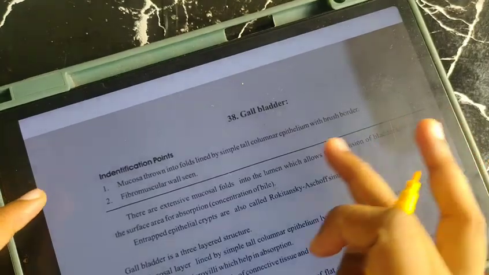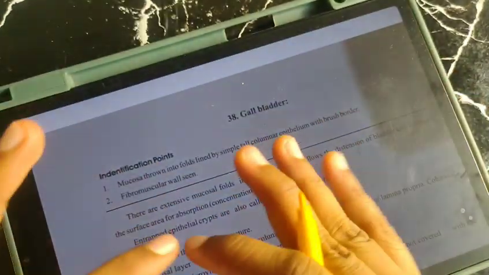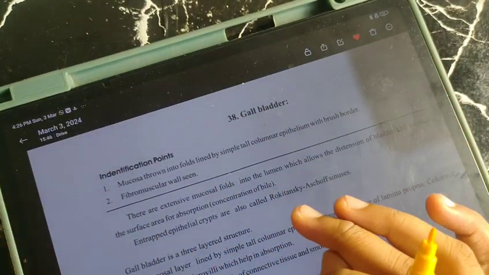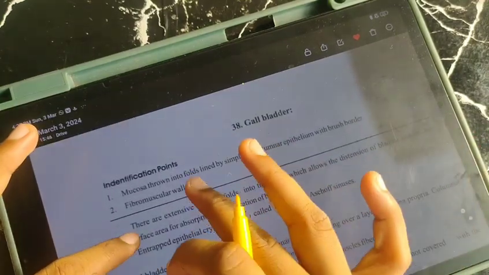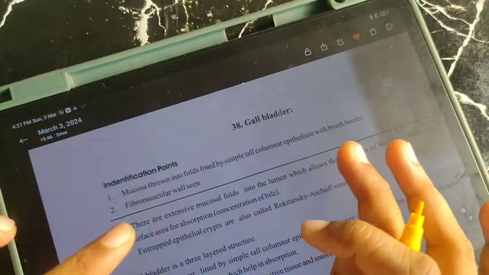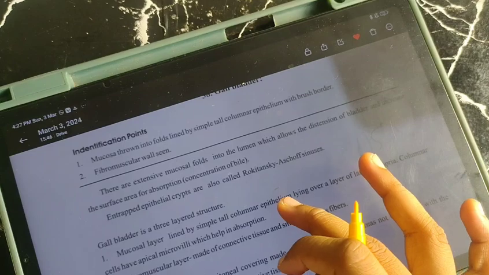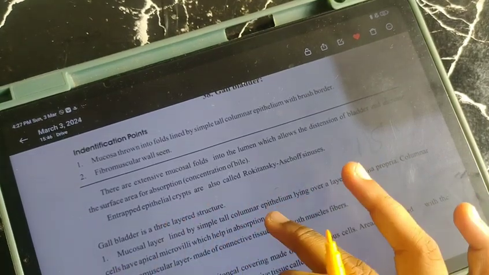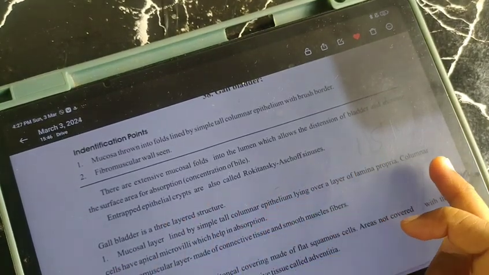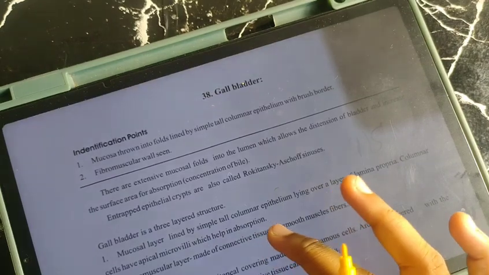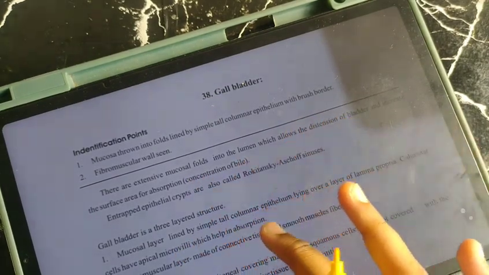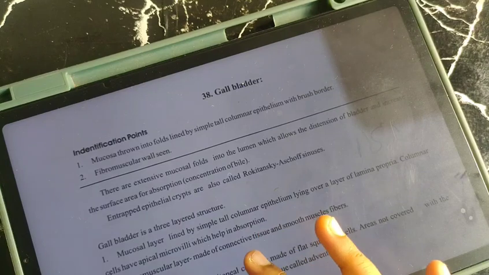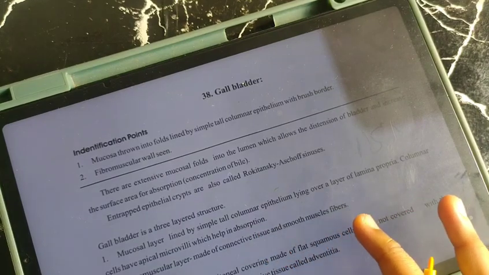I'll say a few points. The mucosa is thrown into folds and lined by columnar epithelium with brush-bordered microvilli, and the fibromuscular wall. These are 2 important features you need to mention when identifying the slide. It has 3 layers. The mucosal layer is columnar epithelium with a lamina propria. The microvilli increase absorption and also help in the concentration of the bile, as they increase surface area. The fibromuscular layer is made up of connective tissue and smooth muscle fibers.